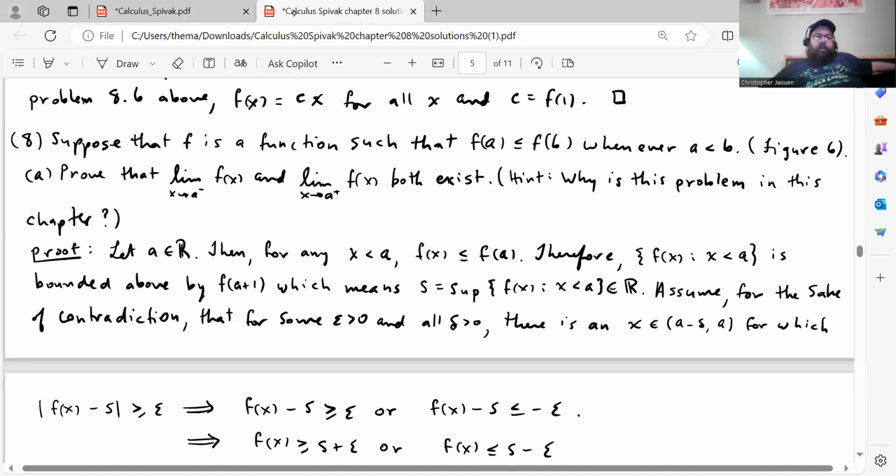And then there's a couple parts. So part A says prove that the left-hand limit of f of x as x approaches a and the right-hand limit of f of x as x approaches a both exist. And he gives a hint. Why is this problem in this chapter?